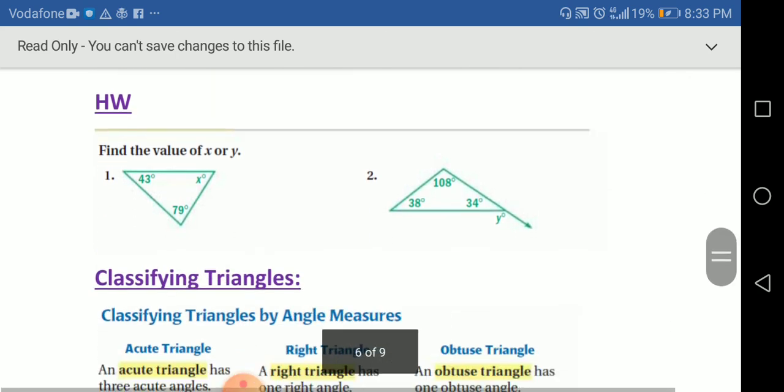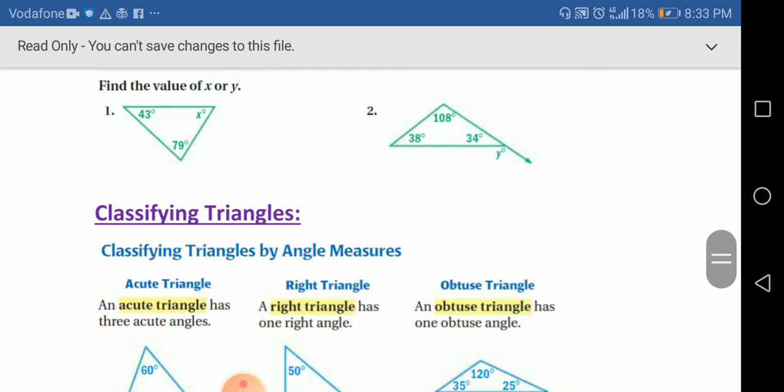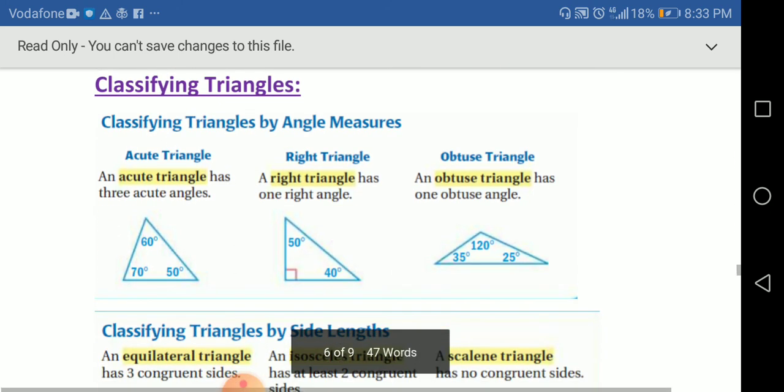Okay guys, easy. Here, this is the homework to find the value of x or y. Here, what should we do? And here, what should we do? Please do it as homework.